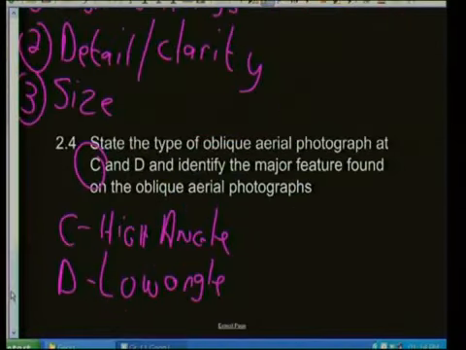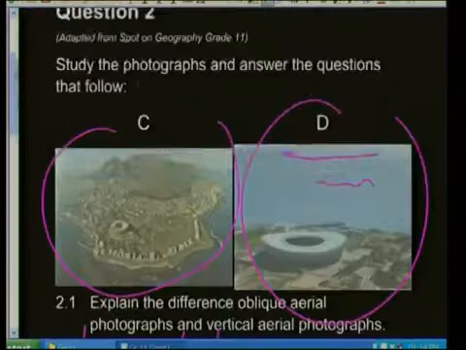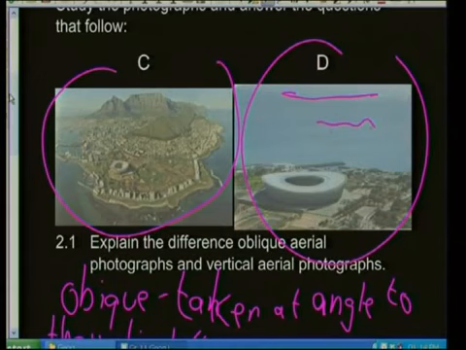I just put this question in as a matter of interest. Identify the major feature found on the oblique photographs. Let's see if you can do it. The famous Table Mountain. So we're looking at that feature there, which is Table Mountain. And this was famous for the World Cup, and that's your Cape Town Stadium. But very rarely will they be more particular like that in terms of questioning you. It's nice to have a lot of interest.